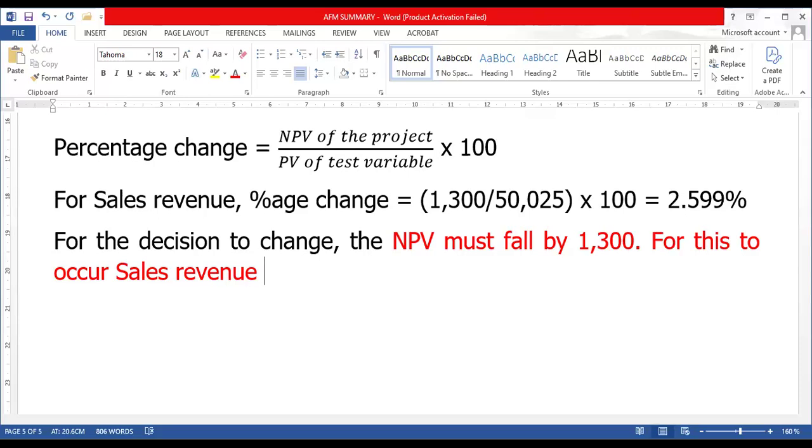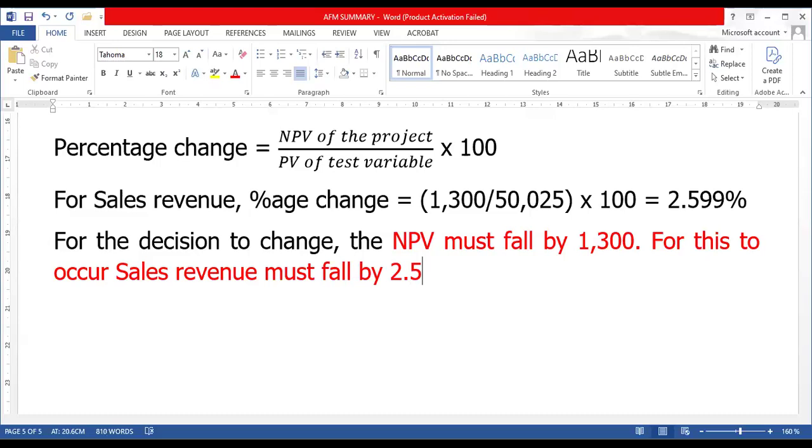Okay, so here, remember you want to reduce NPV. So for me to reduce NPV, I must also reduce the sales revenue. For this to occur, sales revenue must reduce, must fall. Or reduce by what? By this. Or you just say, for this to occur, the sales revenue must fall by 2.5.